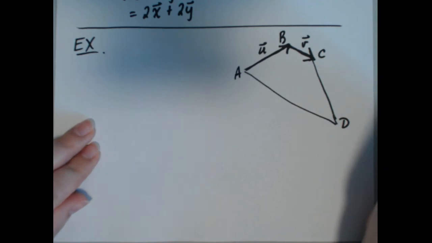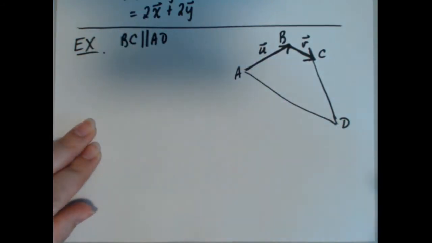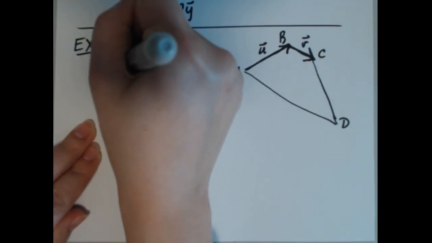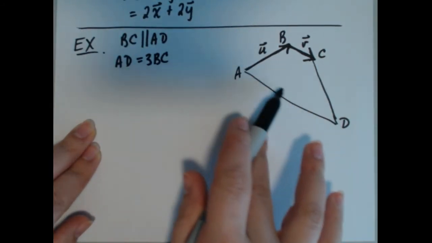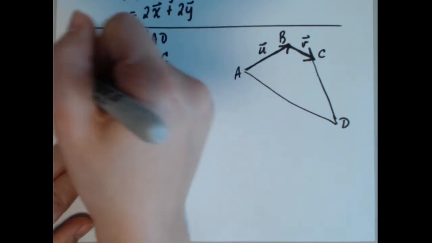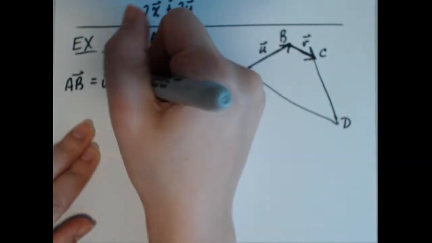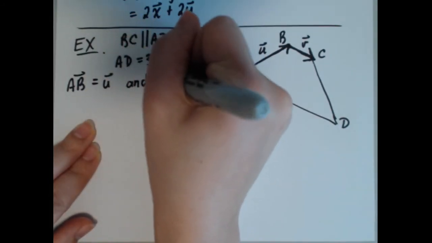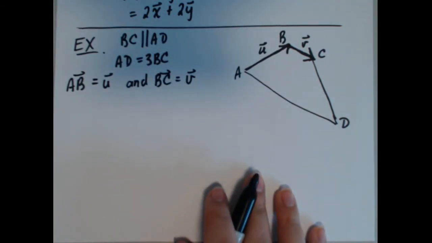Now, what am I given? It's a trapezoid. I know that BC is parallel to AD. So that means that these 2 lines are parallel to each other. I know that AD is equal to 3BC. So this line is 3 times as long as this line. And we know that AB is represented with U, just to keep it short and sweet, and BC is represented with V. Express AD, BD, and CD as linear combinations of U and V.